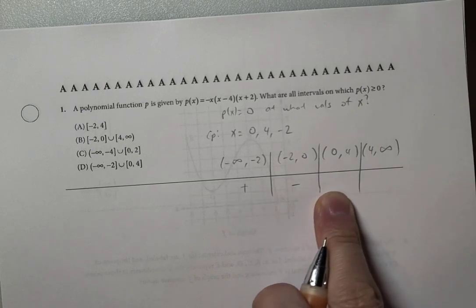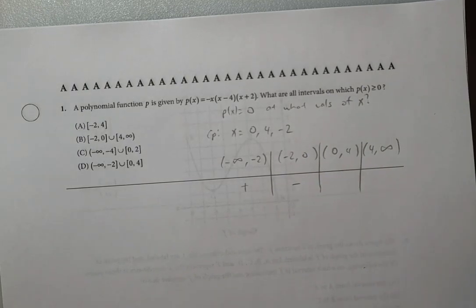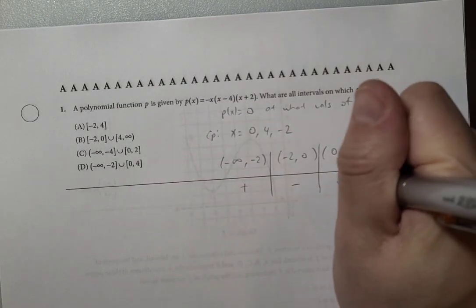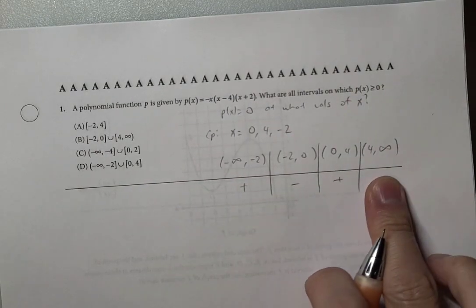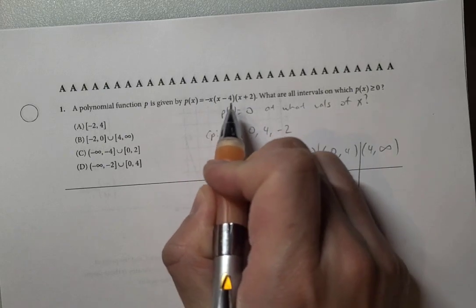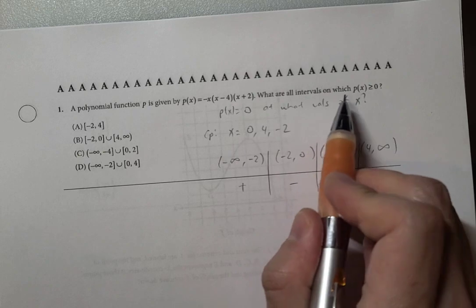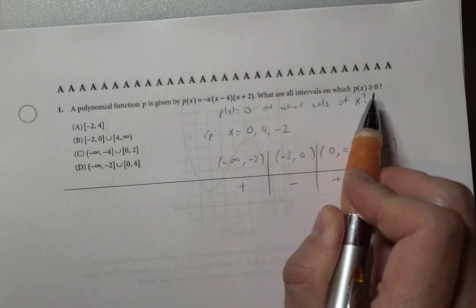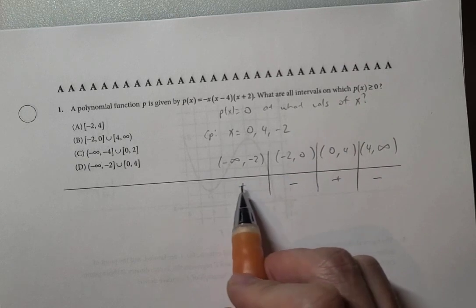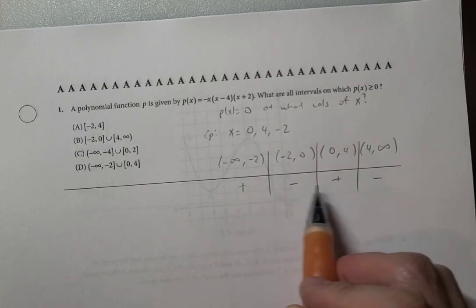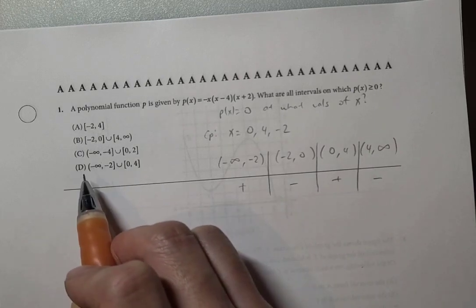You plug in a number between 0 and 4, for example, 1. This is negative, this is positive. 2 negatives make a positive. Plug in some huge positive number, this would be negative, this would be positive, this would be positive, so the sign is negative. So we're interested in when p of x is greater than or equal to 0. That's when it's positive. So from negative infinity to negative 2, and from 0 to 4. So that is D.